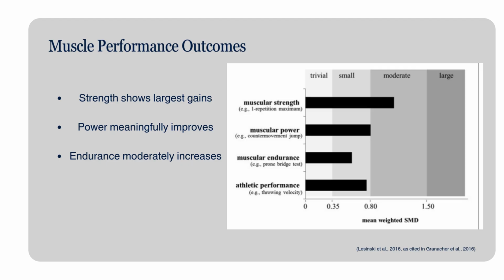Pointing here to the second bar, muscular power, it also increases significantly, which relates to enhanced calcium handling and faster cross-bridge cycling within the sarcomere. Moving on to our third bar, muscular endurance. This improves moderately because endurance relies on mitochondrial expansion and improved oxidative efficiency.